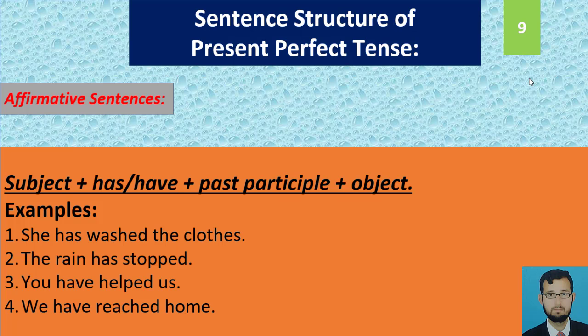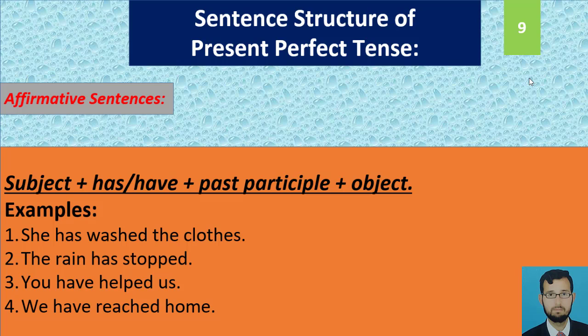Now come to the sentence structure of present perfect tense. First, let us discuss affirmative sentences. Before I start to tell you about the structure of affirmative sentences, let me first clarify the meaning of affirmative and what affirmative sentences are. Affirmative sentences are those sentences that make a statement, not a negative sentence or a question.